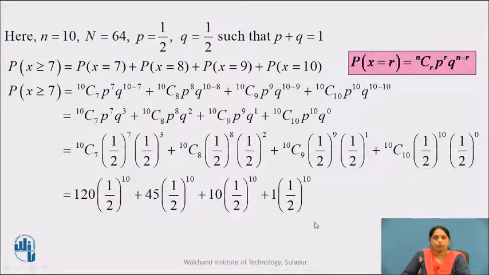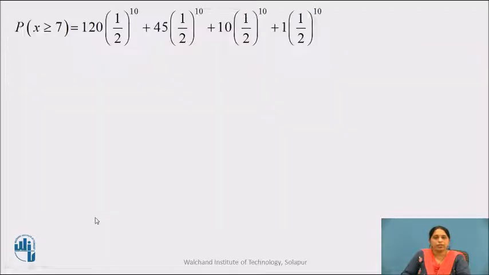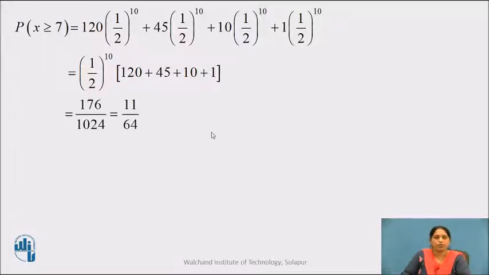From all these four terms, we can take (1/2)^10 common. So we can write it as (1/2)^10 into the bracket 120 plus 45 plus 10 plus 1, which gives us 176 upon 1024. On simplification, it gives us 11 by 64. Therefore, the probability of x greater than or equal to 7 is 11 upon 64.